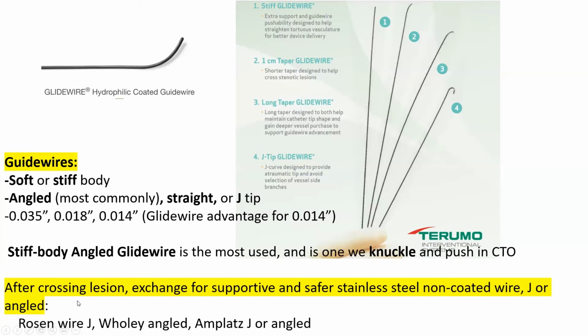Now, after you cross your occlusion, we exchange for a supportive wire. Even in SFA, you cross your occlusion with the stiff angled glide wire. Good. Now we're ready to stent and balloon. We exchange for a supportive wire and safer wire in terms of perforation: Rosen, Woolley, or Amplatz. Most commonly, I use those two, Rosen or Woolley wire.